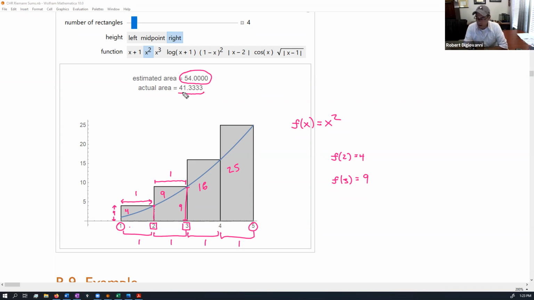The reason we've overestimated it is because of all this stuff here. All this gray part up here, we actually didn't want, because it goes past the curve. But it's an estimate. So how would you get a better estimate using the same method?